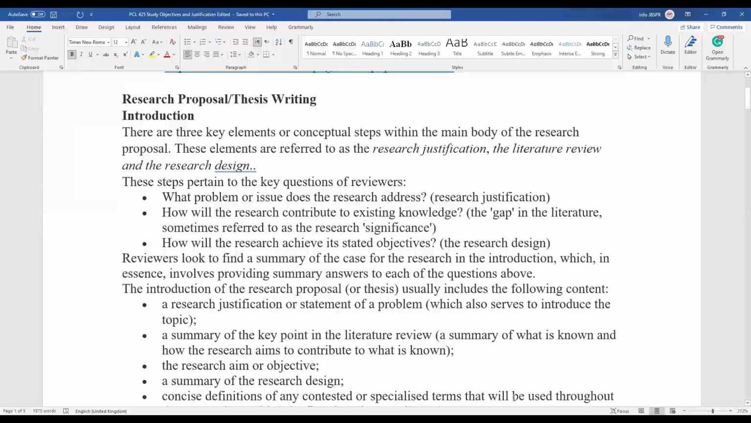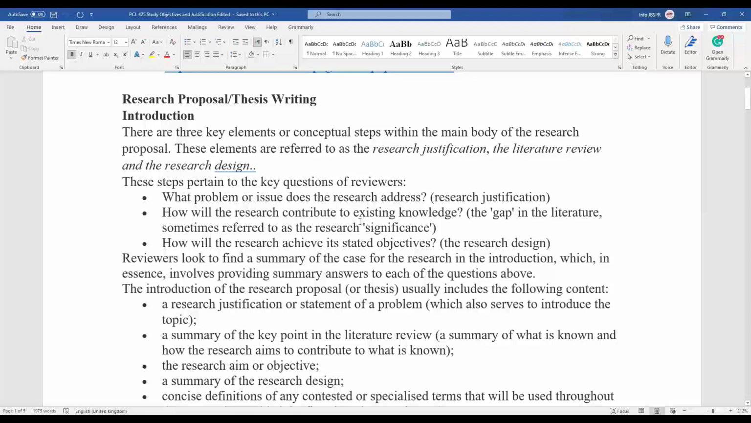In this process, we may have what is called research justification, which is what you have just mentioned as statement of problem in some cases, and literature review and research design. We are not going to talk much on research design or literature review. We are interested in the research justification.